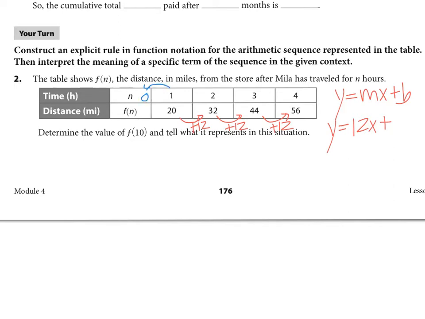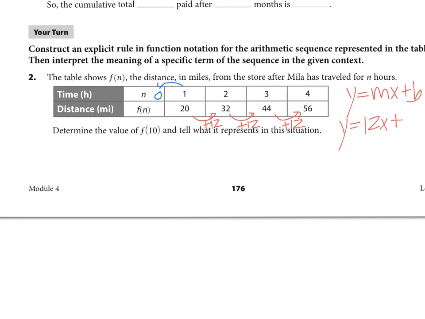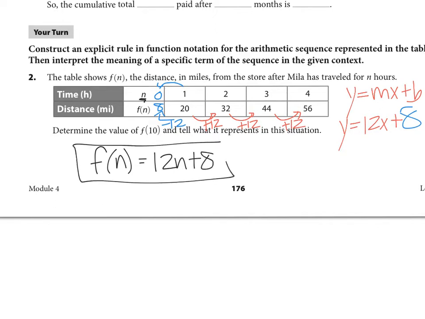So again, to go back to the zero term, I do the opposite. So instead of adding 12, I'm going to subtract 12, and that would take me to 8. 20 minus 12 is 8. So this is y equals 12x plus 8. Now, that's the equation. We have to do it in function notation. So f of, and remember always look at your variables, this is n. So f of n equals 12n plus 8. Okay, so that's the first part.